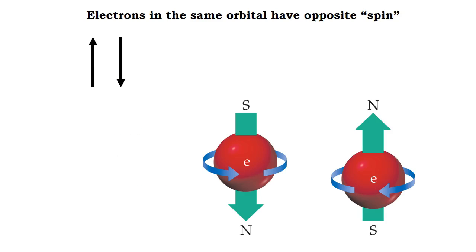Now the arrows that represent electrons, we use arrows because electrons have what's called spin. One of them in the orbital will spin in one direction, and the other electron in the same orbital will have opposite spin. So we use the arrows to indicate that we know they're spinning in opposite directions.